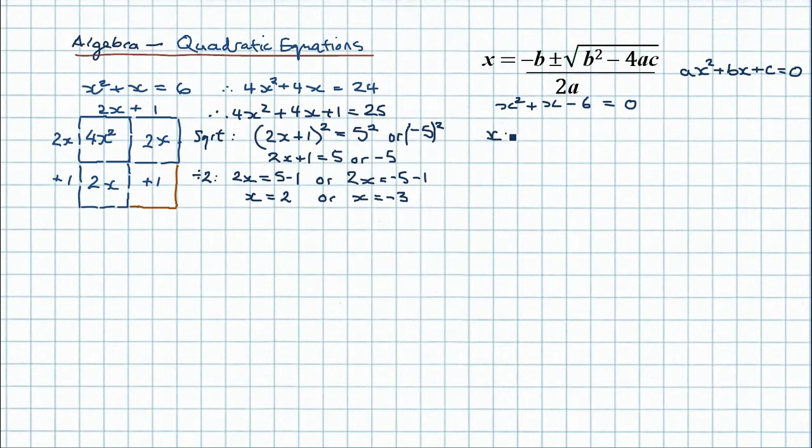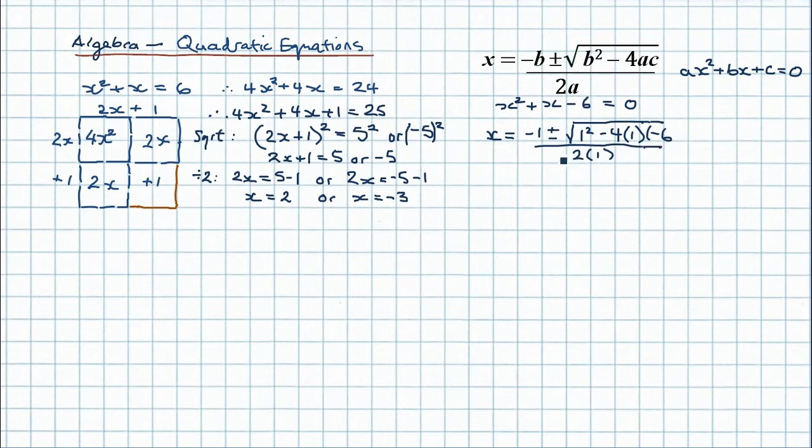Here we go. x equals minus b, so that's minus 1, plus or minus, so here's where we're going to get two values, again two solutions. Square root of b squared, well b is just 1, so that's 1 squared, minus 4 times a, which is 1, times minus 6. All over 2a. This is sometimes what people forget, the all over 2a. 2 times a, and a is 1, so 2 times 1.